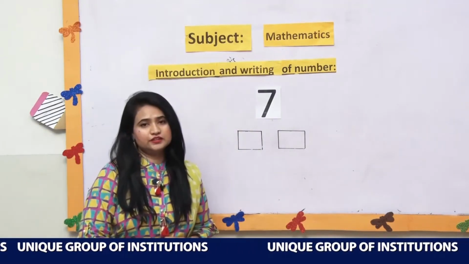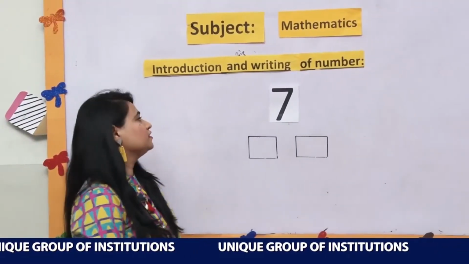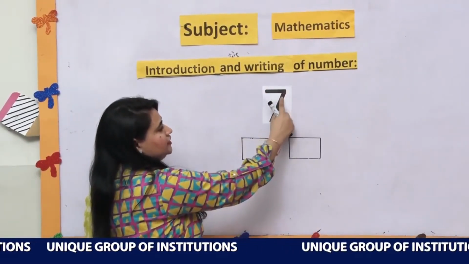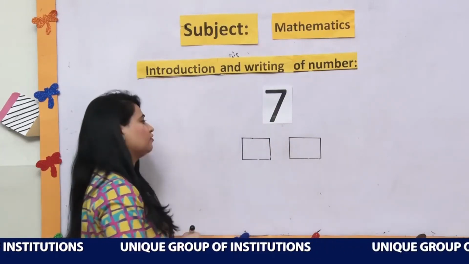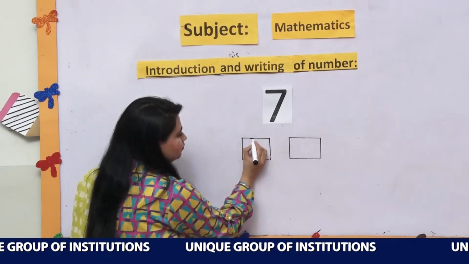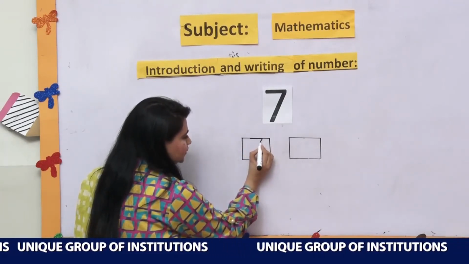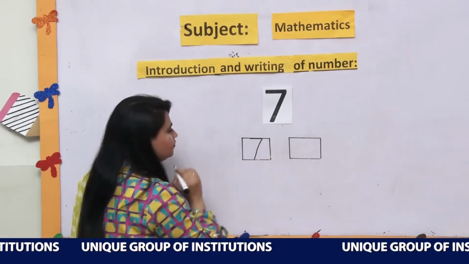Now let's learn how to write number 7. Make a sloping line, then a slant line. Let's write. First, we will start from the upper line. We have to make a sloping line. Then we will make a slant line, go down, down, down, and touch the bottom line.